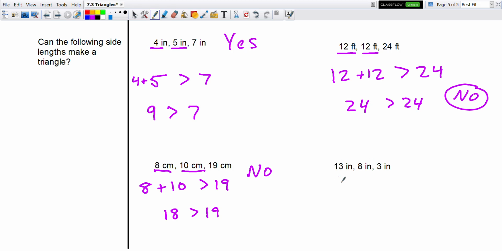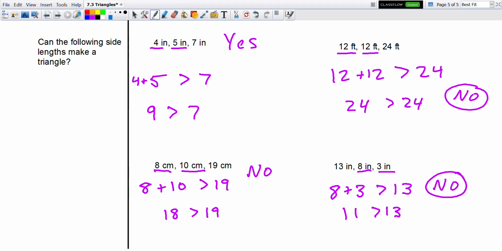And our last one down here, our two shorter side lengths are 8 and 3. So will my two shorter sides, 8 and 3, be greater than the third? That answer is, again, no. Because 11, 8 plus 3, is not greater than 13, the third side length.